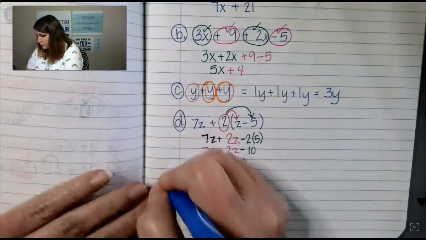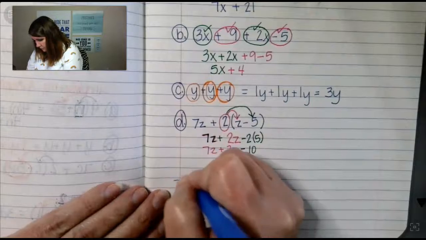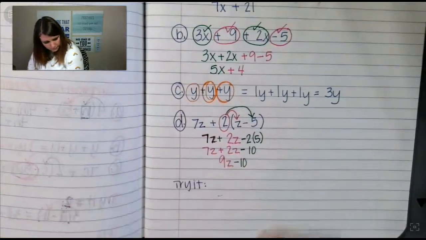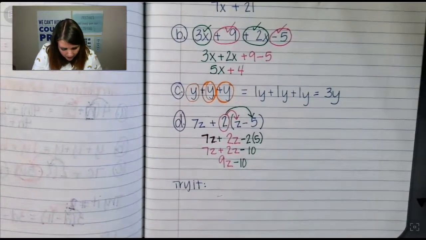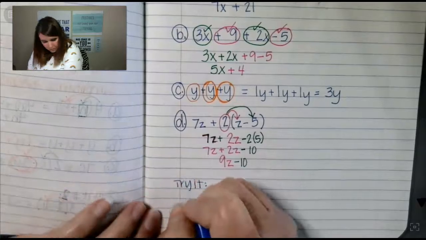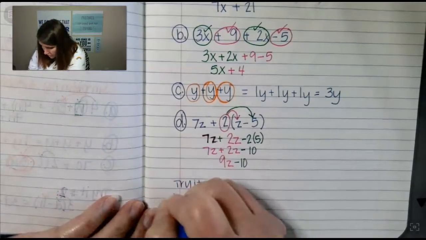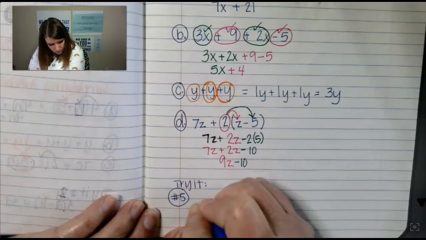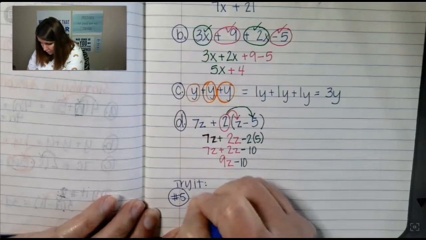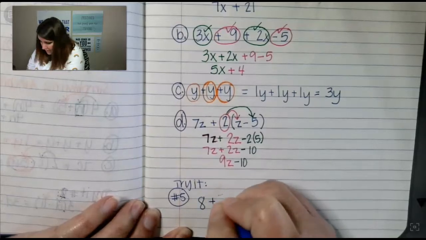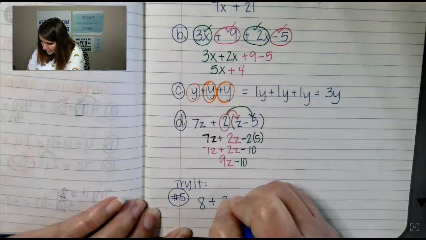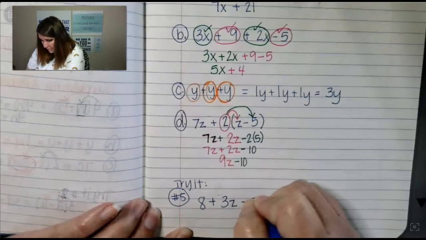It is your turn for a try it. Please try this one. I would like for you to simplify this expression. It is try it number 5 in your book or online book. 8 plus 3z minus z.